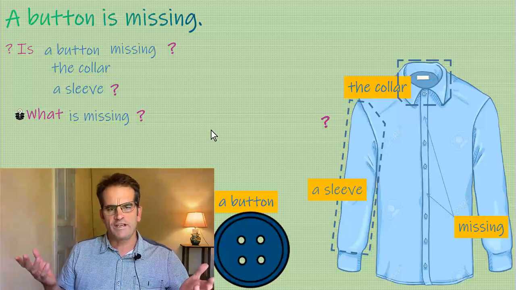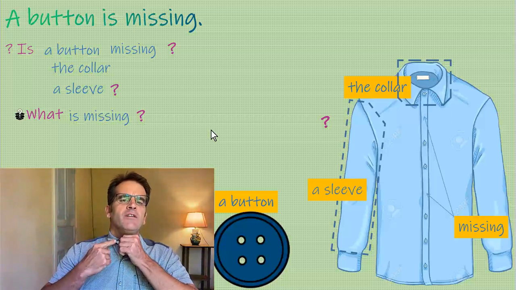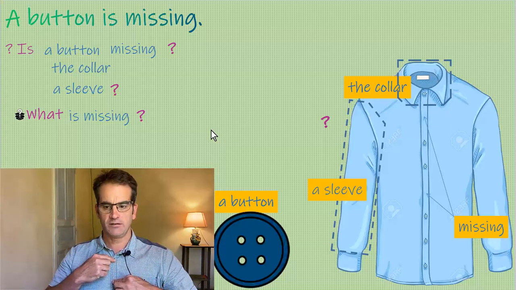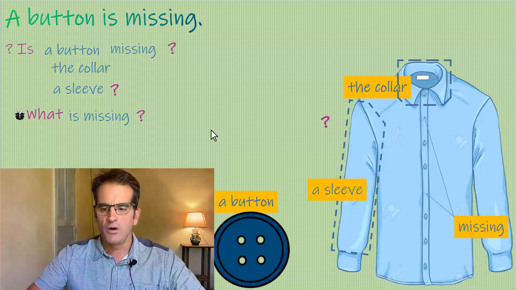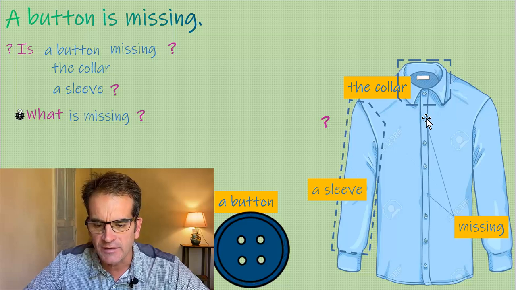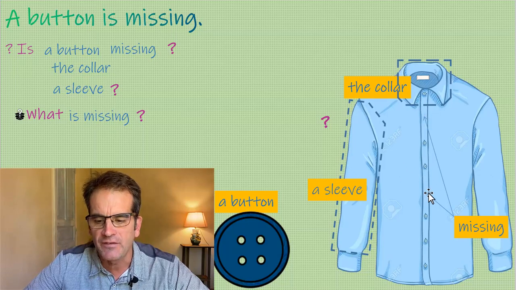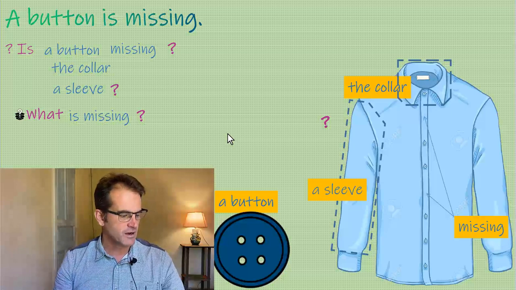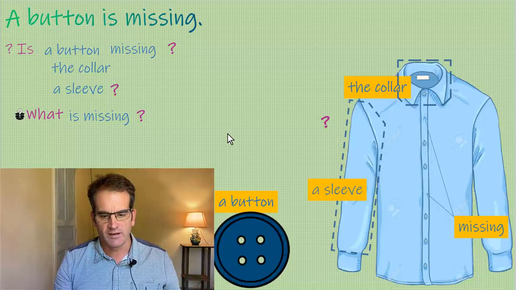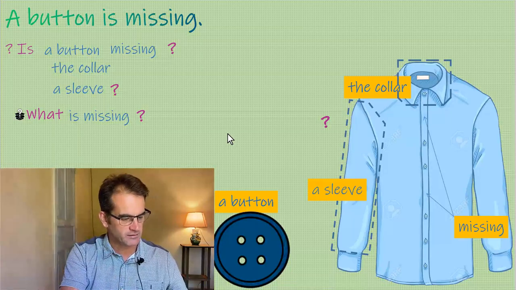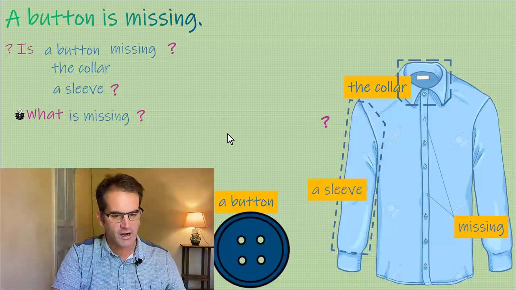So, which button is missing? The first button? The second button? The third button? The fourth button? Well, on this shirt, we have the first button, okay. The second button is missing, and the fifth. The second button and the fifth button are missing.